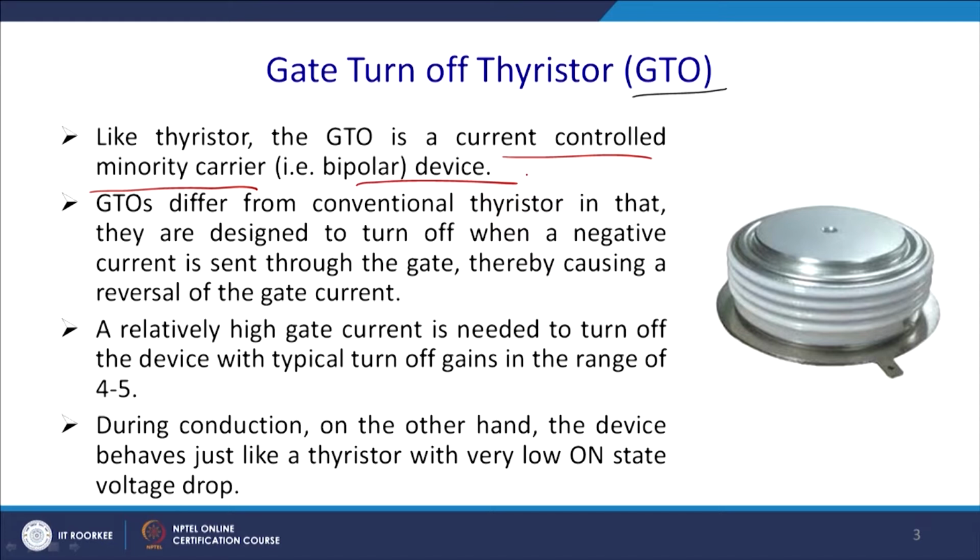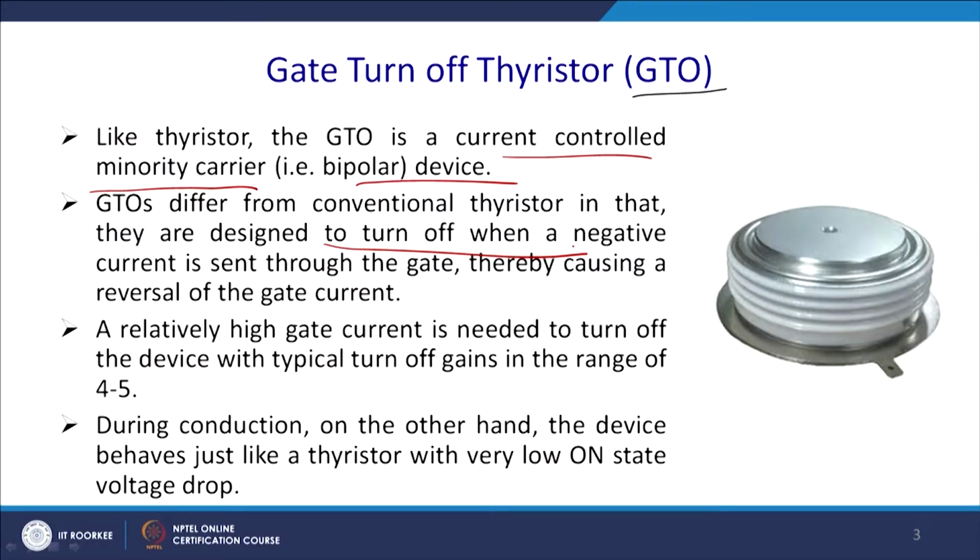GTO differs from the conventional thyristor in that it is designed to turn off when a negative gate current is sent to the gate. That means, we have briefly discussed the two transistor analogy in the case of thyristors. When the thyristor is conducting, we believe that both these transistors are in the saturation region. But then we have to bring one of the transistors into the cut-off region to turn it off, and subsequently the other transistor will turn off.